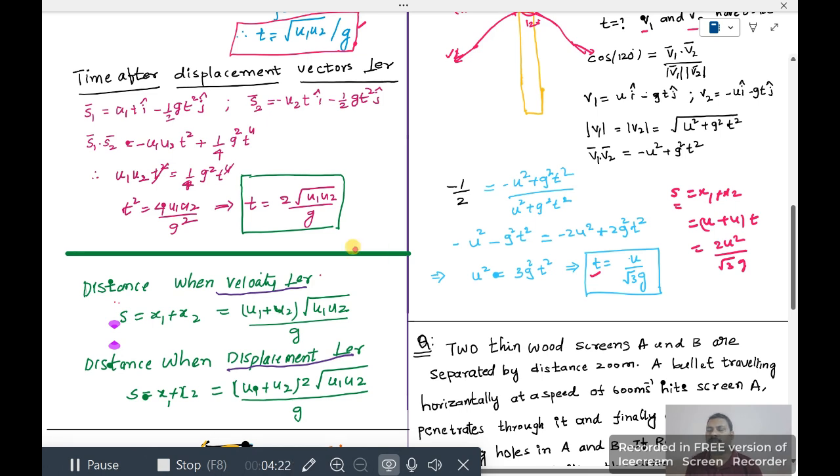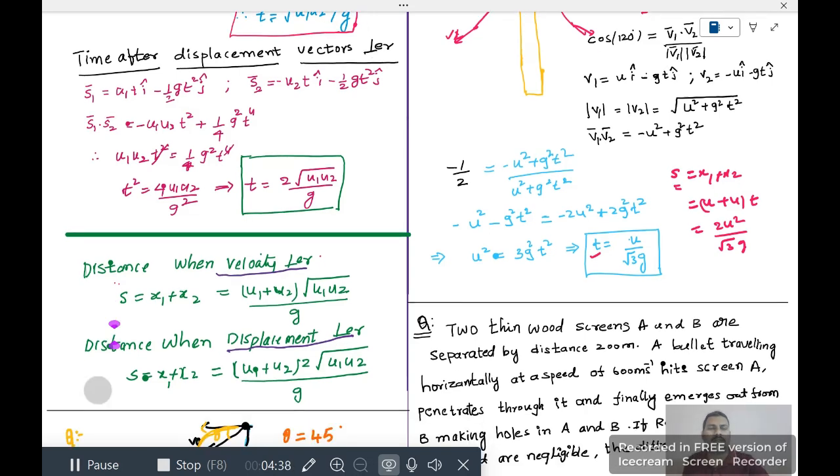After what time do the velocity vectors make an angle of 120? Or what is the time when they are inclined at 120? Or how much is the distance between them? So like that you can find out. So next model of the problem.